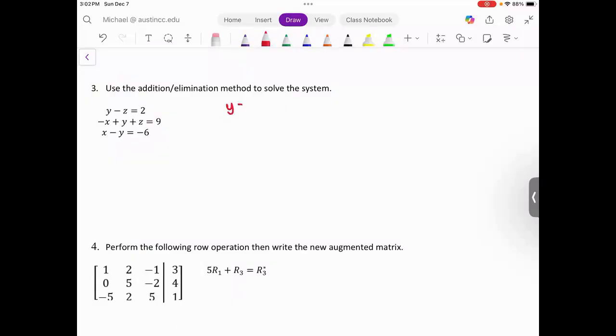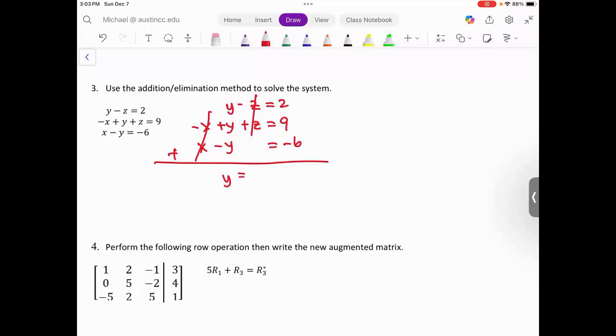We have our y minus z equals 2. We have minus x plus y plus z equals 9. And x minus y equals negative 6. And so we can just add all three equations at once. Those x's cancel out and the z's cancel out. So we have y plus y minus y. That's going to be a positive y. And then 2 plus 9 minus 6 is going to be 5.